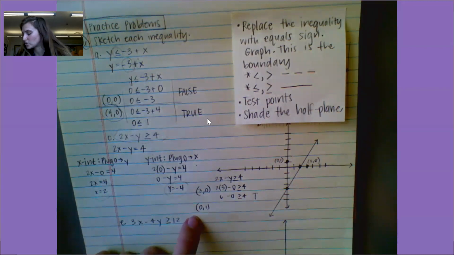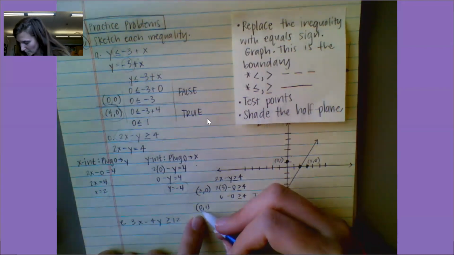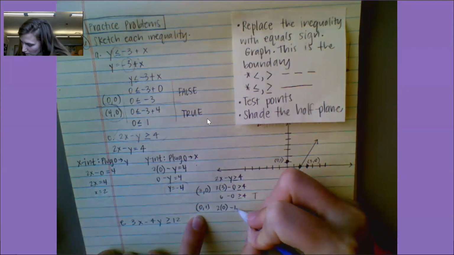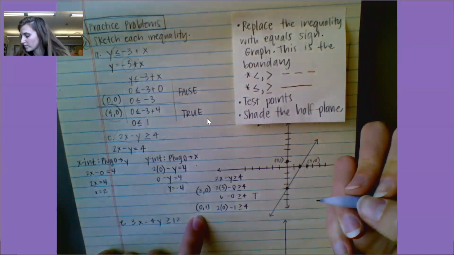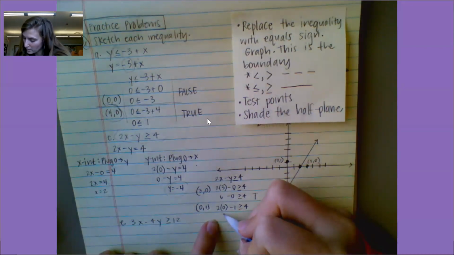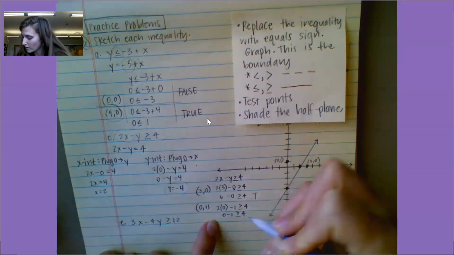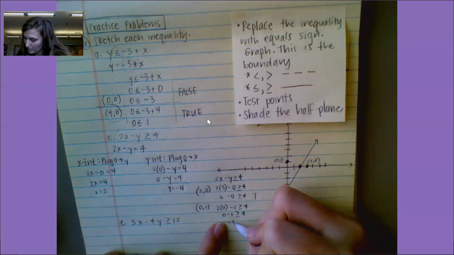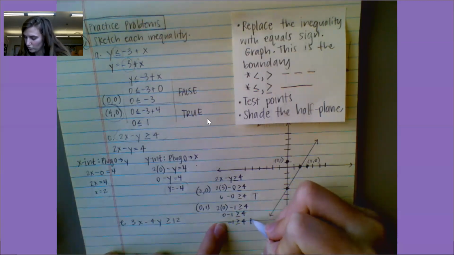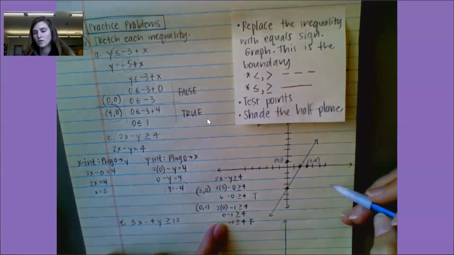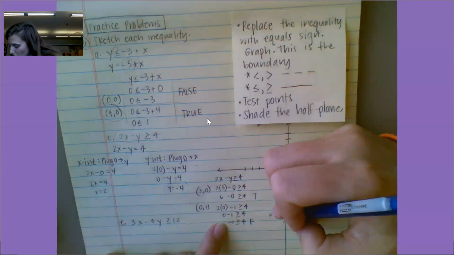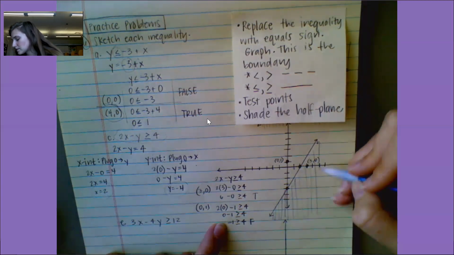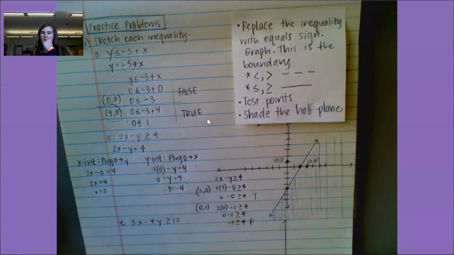But let's just try 0, 1 just to be sure. So I plug in 0 for x, 1 for y, and I get 2 times 0 minus 1 greater than or equal to 4. 0 minus 1 is greater than or equal to 4. Yes, that's false. Negative 1 is not greater than or equal to 4. So over here is false. On this side, it's true. So this is going to be my half plane solution, this piece down here. Right?